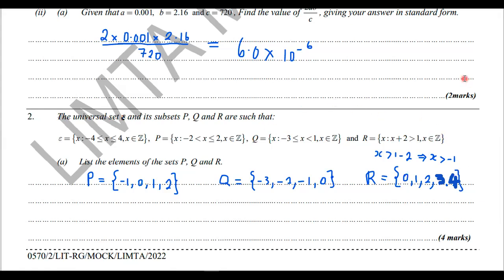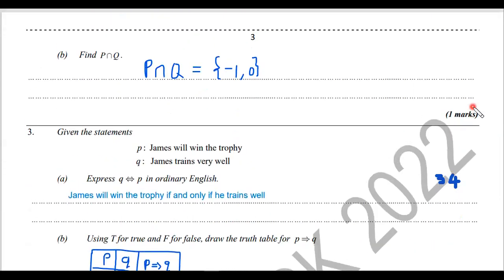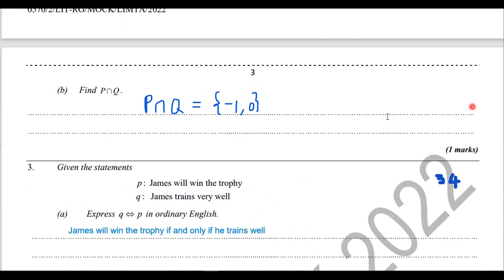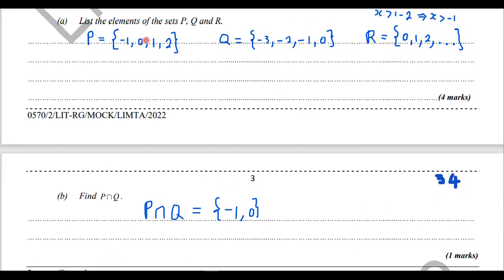And now we look at the next question, question 3. With question, okay, there's a B part of it. We have the elements of the set P intersection Q. Let's look at P and Q. P intersection Q: we have negative 1, which is common, and 0, that's also common. So P intersection Q will give us minus 1 and 0.